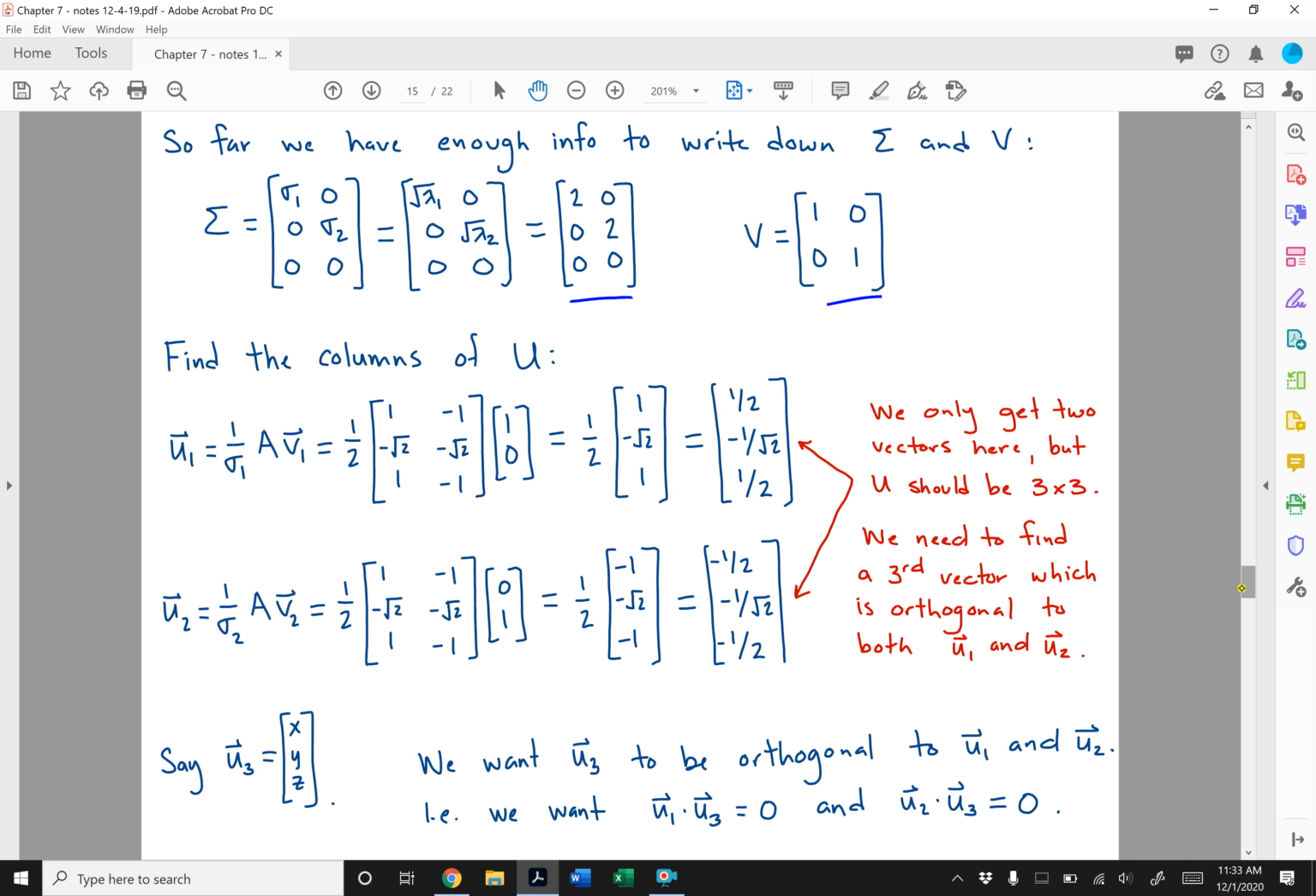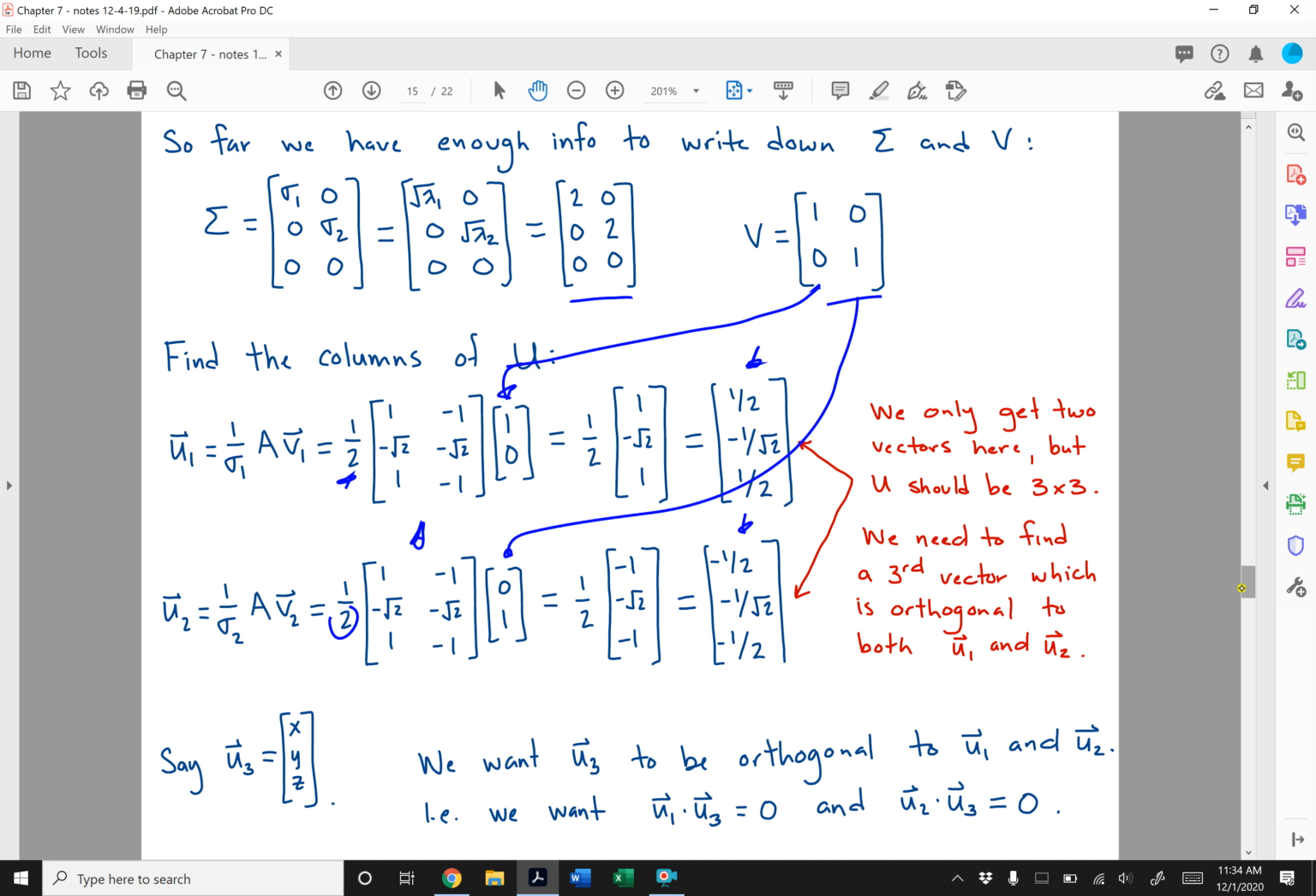Now to find the columns of u, we can take v1 here, multiply A times v1, and divide by the largest singular value, and we get this one. We do that again with the second one. So here's A, here's the singular value, we divide, we get another one.